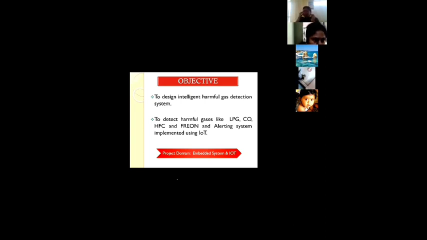The gases to detect are LPG, carbon dioxide, hydrofluorocarbon, freon, and neon, which are some of the inflammable gases. The gases are sensed by using the gas sensor. A threshold level is fixed in the gas sensor. If the gas level exceeds the threshold level, an alert is sent to the required person about the gas level. The person can immediately alert the surrounding areas. The project is implemented using an embedded system and IoT. An embedded system is the integration of computer components into IoT devices.